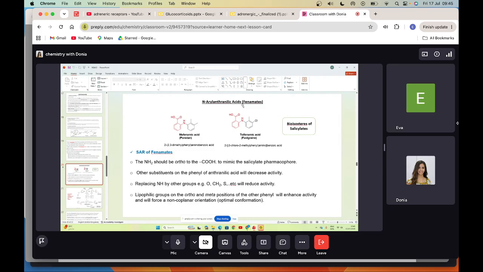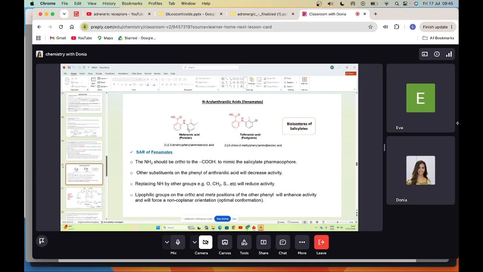What do we have here? Here we say that they are bioisosteres of salicylates. Why? Because the salicylates have COOH, and in the ortho position we have OH, right? Here instead of the ortho position OH we have an NH. That's why we say that the fenamates are bioisosteres to the salicylates. Again, this N should be ortho to the COOH. And again, this nitrogen is going to be attached to another aromatic ring. This aromatic ring would have substituents on it.